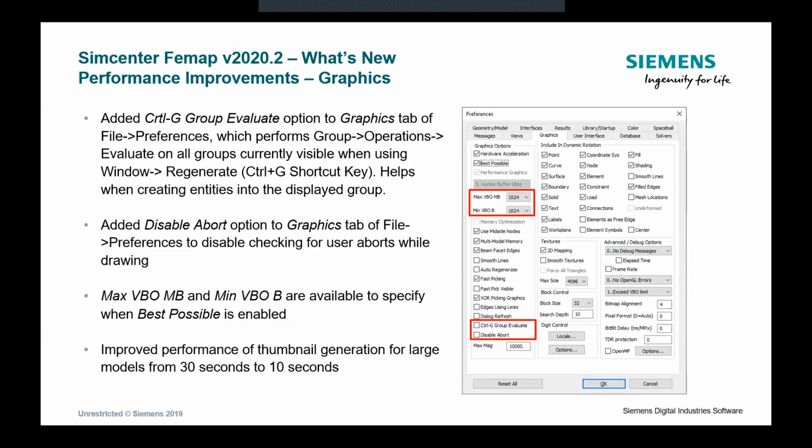And then, for whatever reason, when we turned on best possible, we used to turn off max VBO megabytes and min VBO bytes, but those are actually settings that you can set, because there are times when VBOs, vertex buffer objects, are still used when you're using performance graphics. So we basically allow you to set those values when you have best possible turned on now.